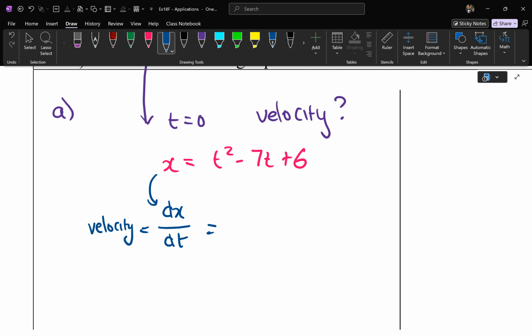And let's go. Power rule again. Power rule is like your bread and butter here. Artie, what is the derivative of t squared minus 7t plus 6? 2t minus 7. Beautiful. So I went from a quadratic to a linear equation.